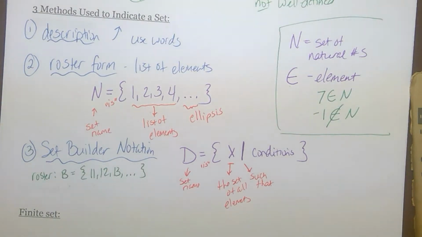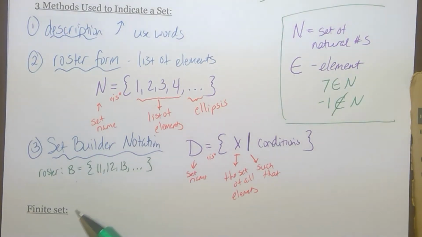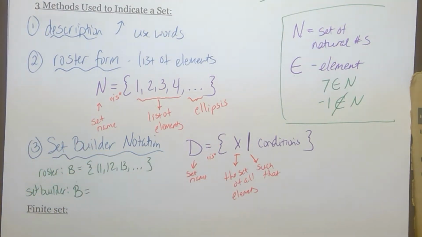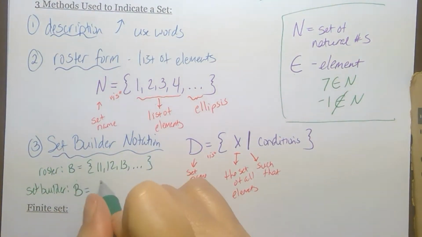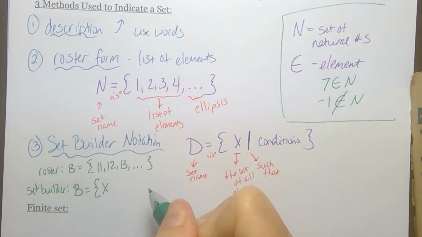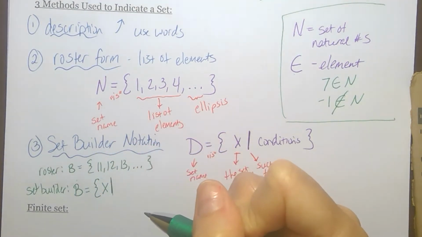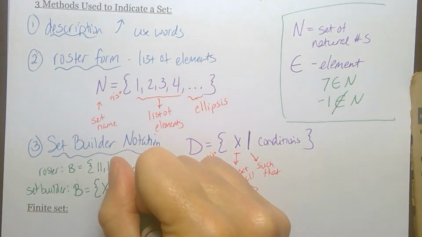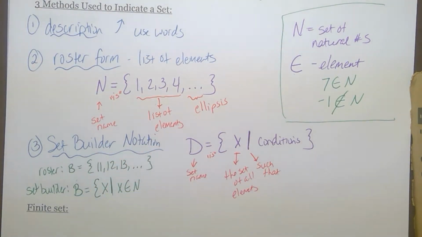When I do set builder notation and I give my conditions, those two things need to be indicated. So set B in set builder notation, I start just the same way. Set B is, and then I open my brackets and I say the set of all elements X such that, and then I give my conditions. Well, for this set B, X is an element of the natural numbers. I'm not using negatives or fractions or decimals or anything else.